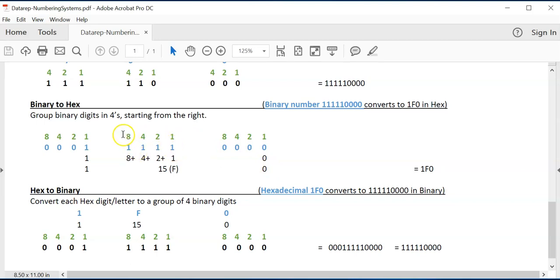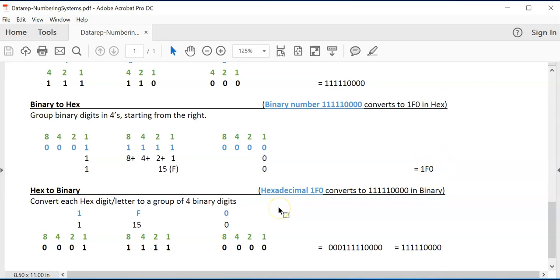That means we need to use 8 and 4 and 2 and 1 and add them all up. So you add only within a group. So 8 plus 4 plus 2 plus 1 gives us the number 15. But in hex, remember, you can only use 0 through 9, and then you have to use A, B, C, D, E, F. So 15 really means an F. So change your 15 to an F. Here we just have 1 because these are all zeros. So what is the final answer? It's a 1, F, and 0. And that becomes our hex number. You see how easy that was?